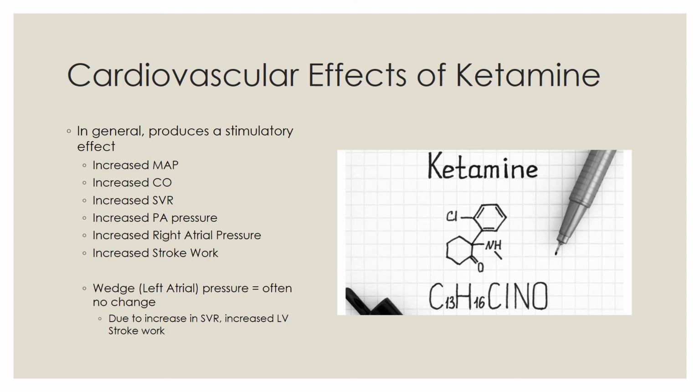All right, our next topic has to do with the cardiovascular effects of ketamine. So in general, ketamine produces a stimulatory effect on the cardiovascular system. So MAPs are increased, cardiac output is increased, systemic vascular resistance is increased, PA pressures are increased, everything is increased, right atrial pressure, stroke work.